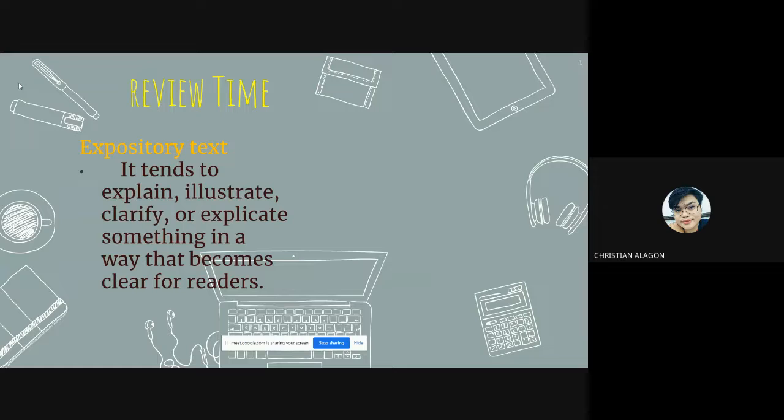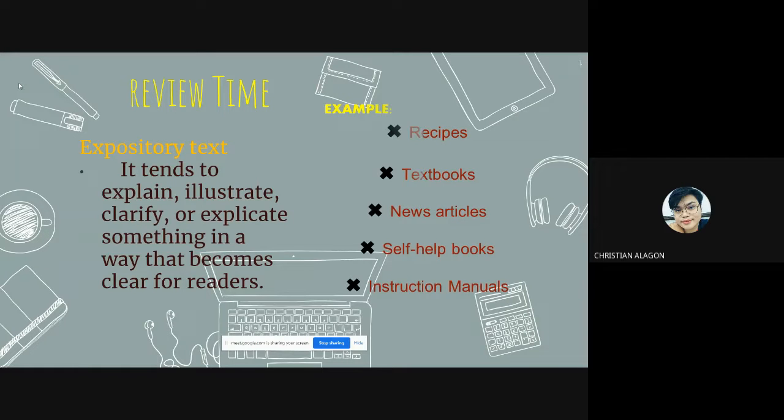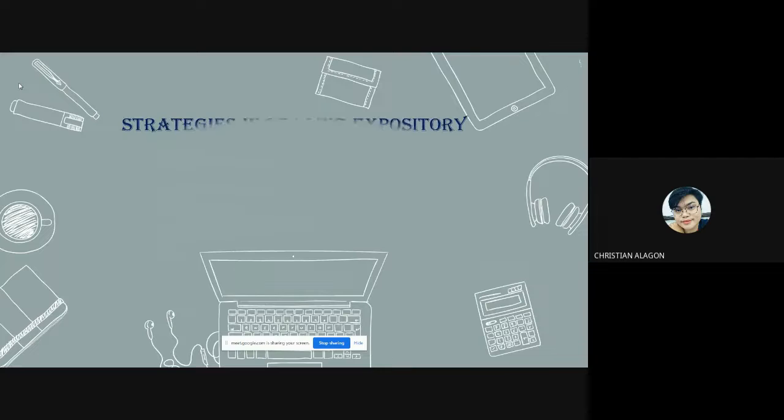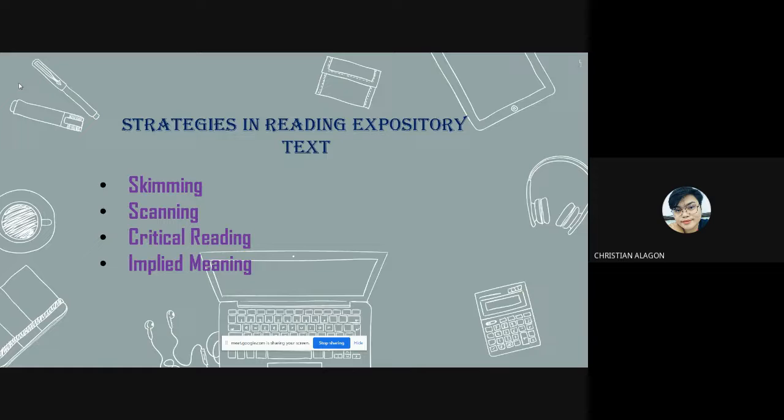We also have examples: recipes, textbooks, news articles, self-help books, instruction manuals. You also discussed the strategies in reading expository text. We have skimming, scanning, critical reading, and implied meaning.